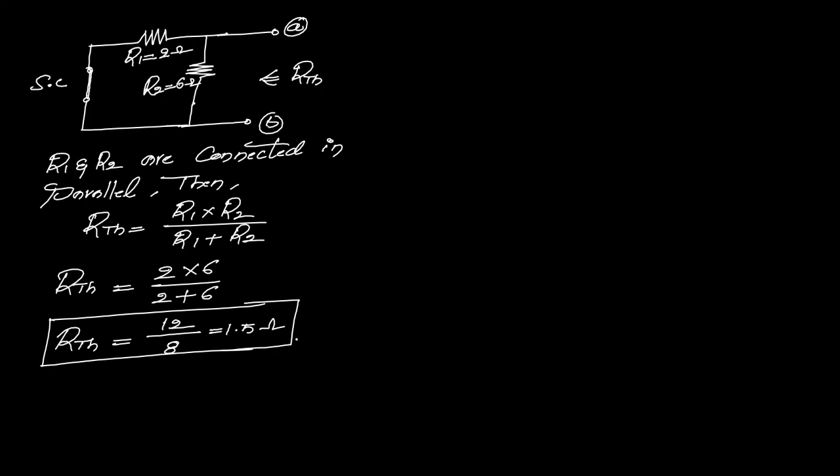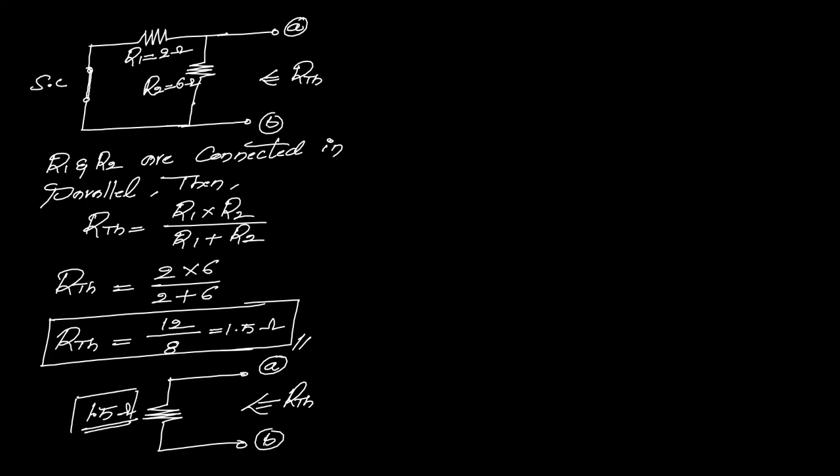Okay. So after getting this value, we just need to substitute this RTH in this particular network. Now here, just see here. So here RTH, this is terminal A. It means we are going to get the value of 1.5 ohms, the combination of R1 and R2 like this. Clear? So this is the third step.